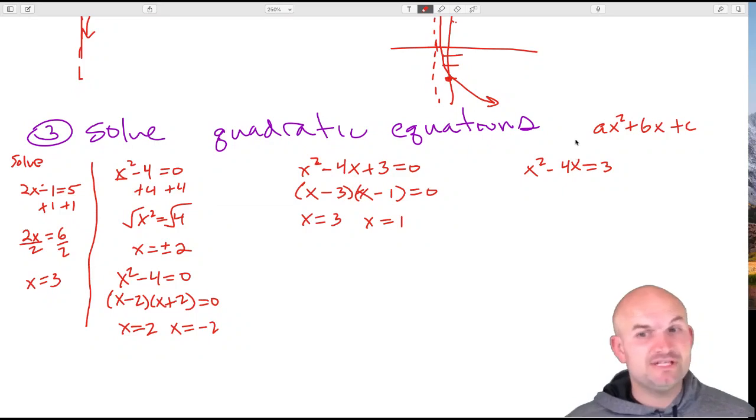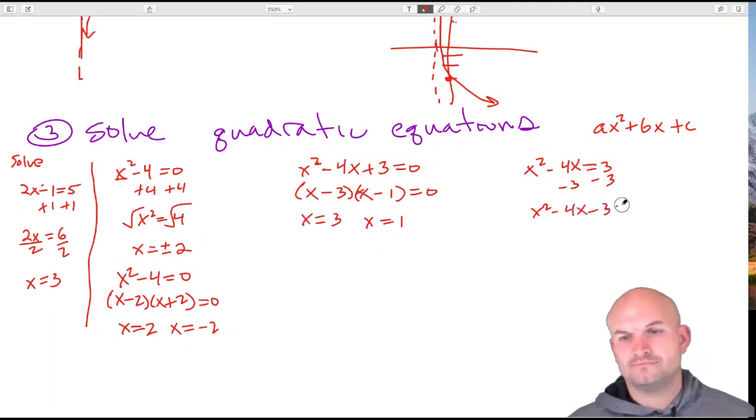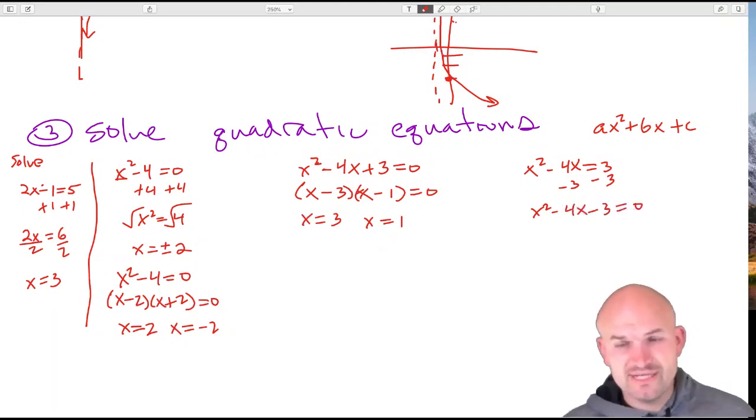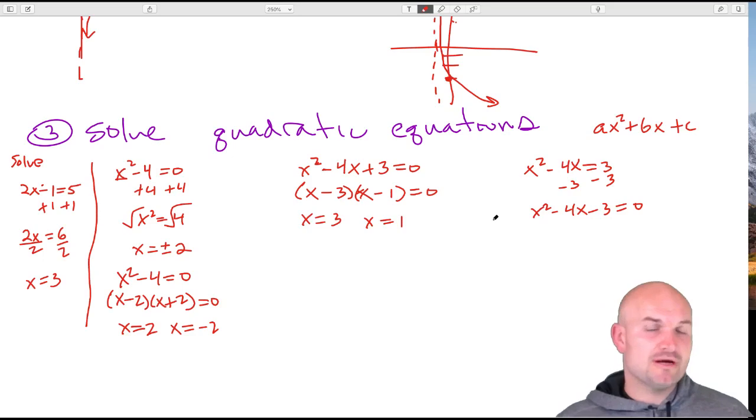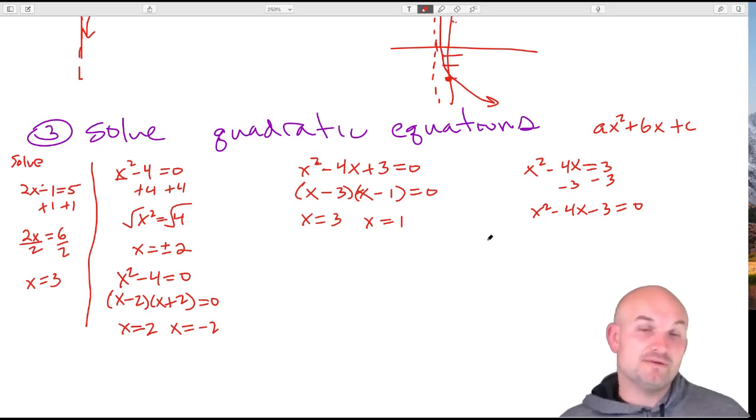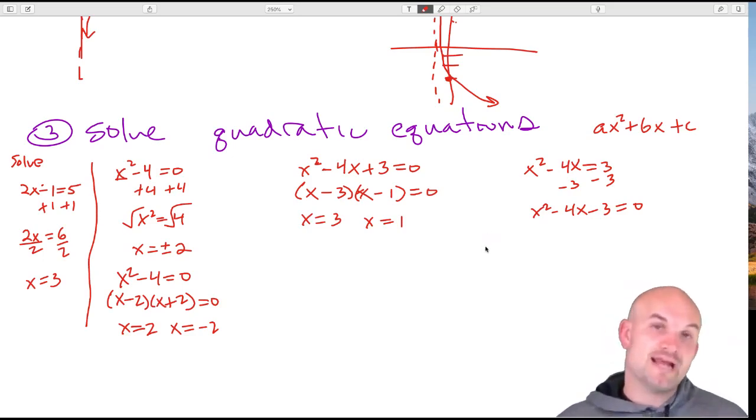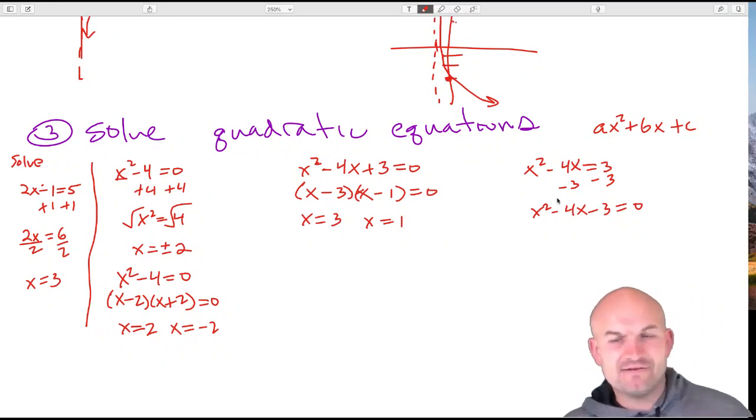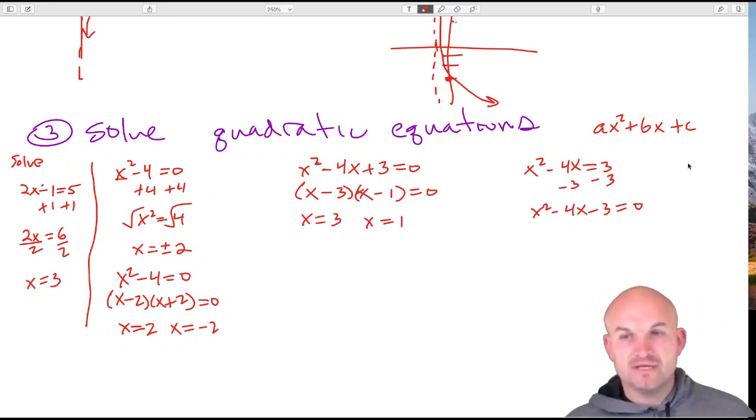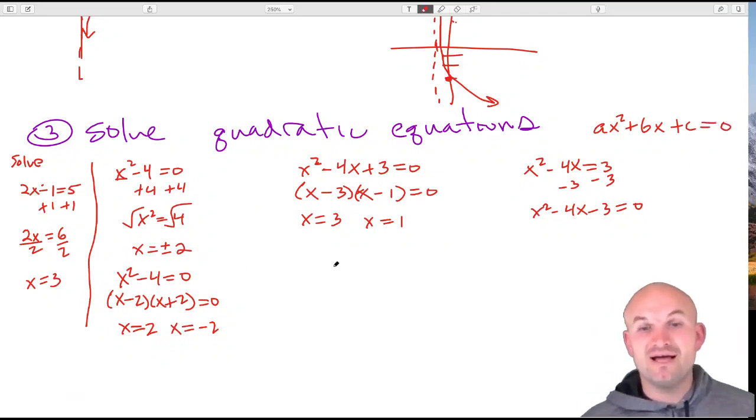So in this case, what we need to do is set it equal to 0 to look to factor it. And unfortunately, this is non-factorable because the only two numbers that multiply to give me negative 3 are going to be negative 3 and positive 1, or negative 1 and positive 3, and neither of those add up to a negative 4.